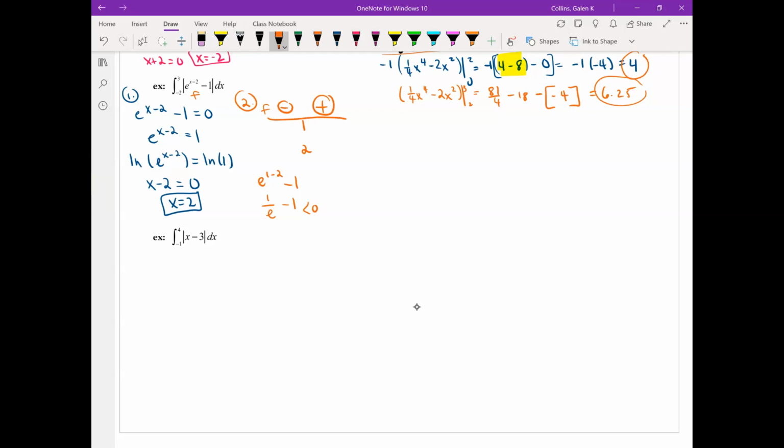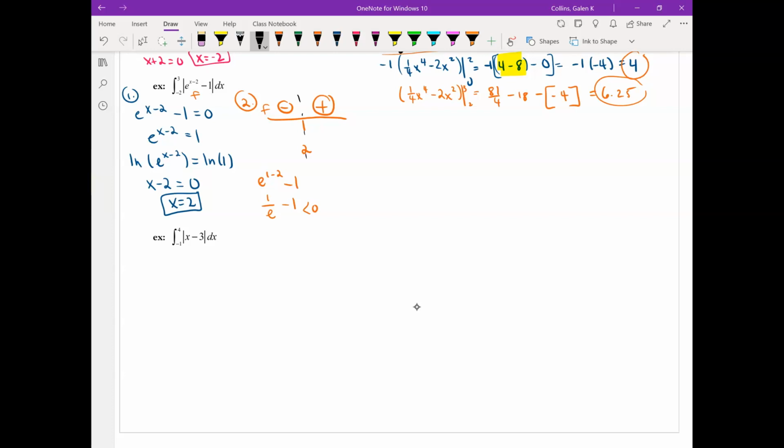So I know that this 2 is where I need to break up my limits. So from negative 2 to 2 and then 2 to 3. And I need to set the first part. I need to integrate, and then I need to multiply by negative 1 because I'm going to get a negative area if I just integrate the first part.